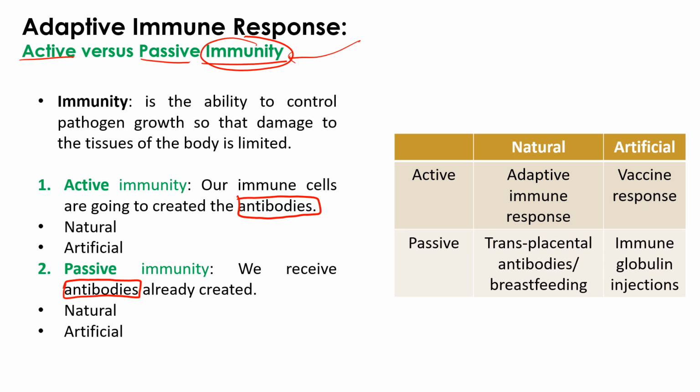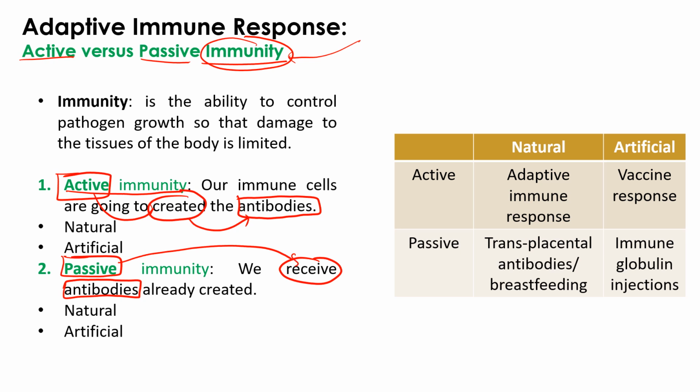So very easy, okay? Active versus passive immunity. We're talking about antibodies. So active immunity means that you create your own antibodies. Whenever you see active immunity, that means that you have those antibodies because your immune system synthesized them. Okay. Passive, you receive, that's the key word here. So in passive immunity, you receive antibodies that somebody else created.